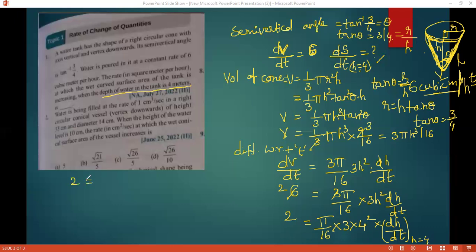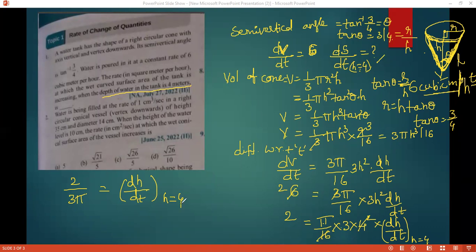So 2 is equal to, I am sending all the things to this side. 16 pi. So let me cancel here, 16 cancel. So 3 pi is left. So can I go with 2 by 3 pi directly? Yes. 2 by 3 pi is equal to dh by dt at h is equal to 4. So dh by dt at h is equal to 2 by 3 pi.